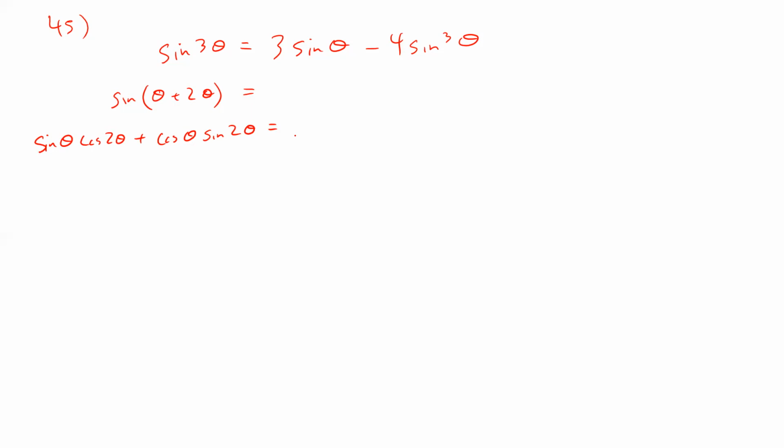Wait, but where does the 2 go? So 2 theta acts as B. 2 theta acts as the B. And theta by itself is A.